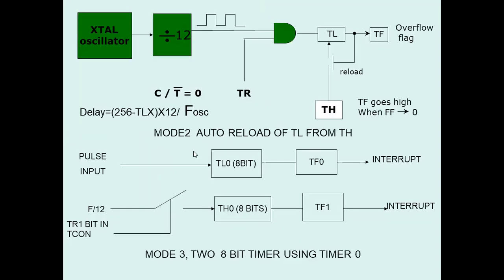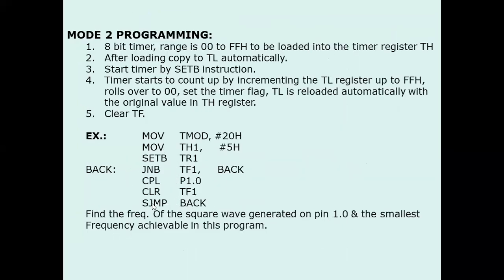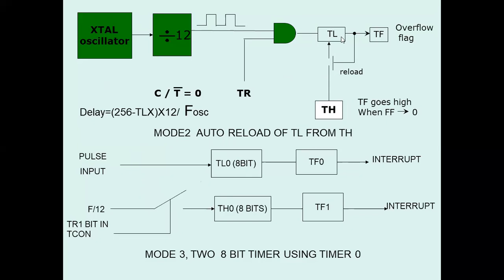That means, if we go backward, timer 1 is taken, and in this timer 1, TH is loaded with 05H. There is no mention of TL. We need not load a value into TL. This 05H is automatically loaded to TL and it will count up to FF. Then again the timer overflow flag is set, then automatically 05H is loaded to TL, and this continues.